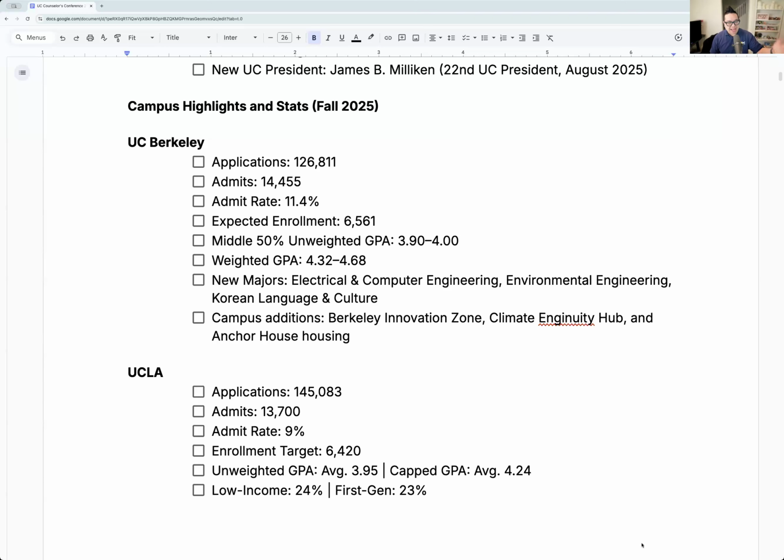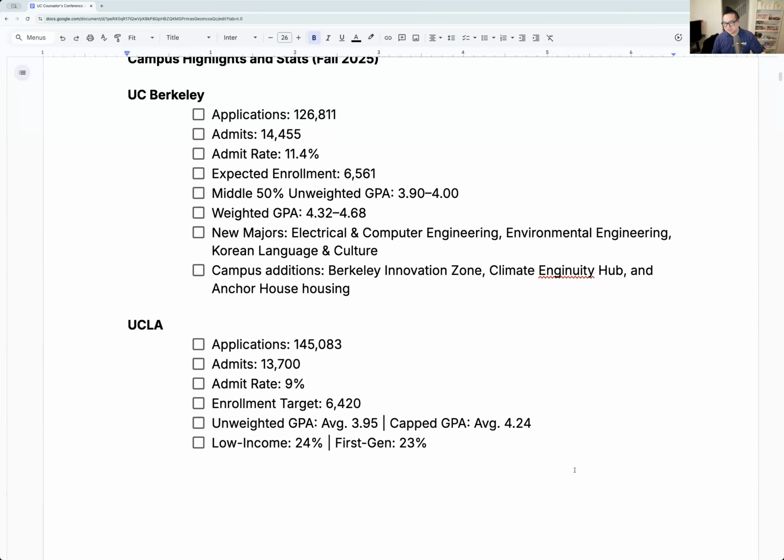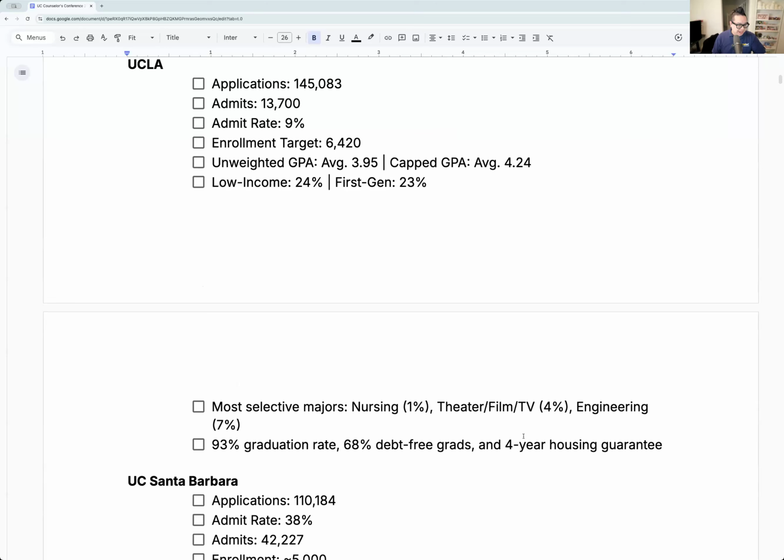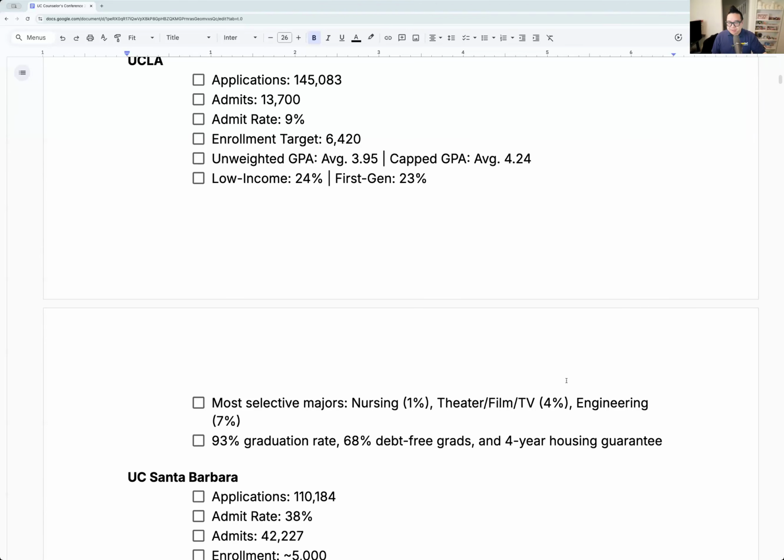Okay, so that's that. LA still has the most competitive UC, 145,000 applications, with an admit rate less than 10%, 9% being the key figure. They shared their most competitive major is nursing, at a 1% admit rate. Theater and film was 4%, engineering 7% over here, right?